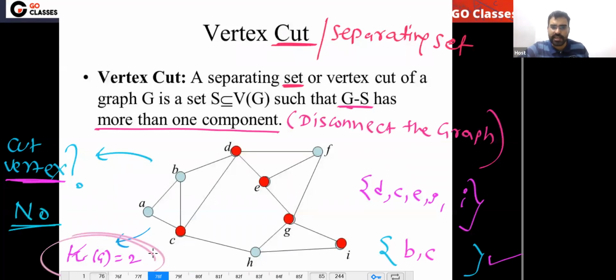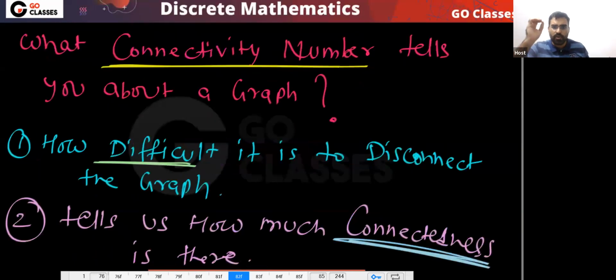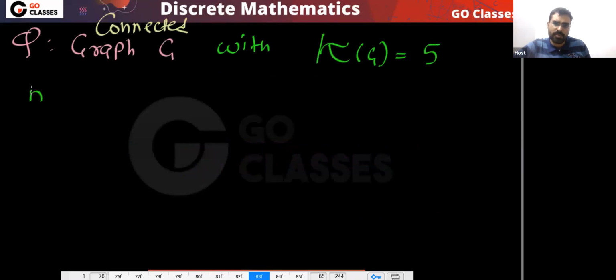And this 2 tells us something. Let's assume there is a connected graph G, we are talking about connected graphs only, with connectivity number 5. What does this mean?